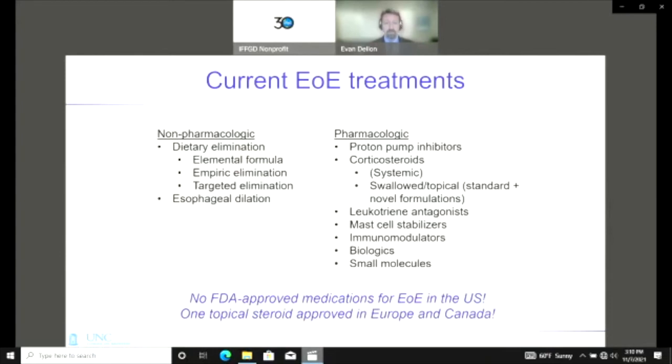there is a topical steroid medication that is approved in Europe and Canada. And I'm going to talk briefly about some of the medications, including the proton pump inhibitors, the topical steroids, and then some of the non-medicine options, including the diet elimination and dilation.